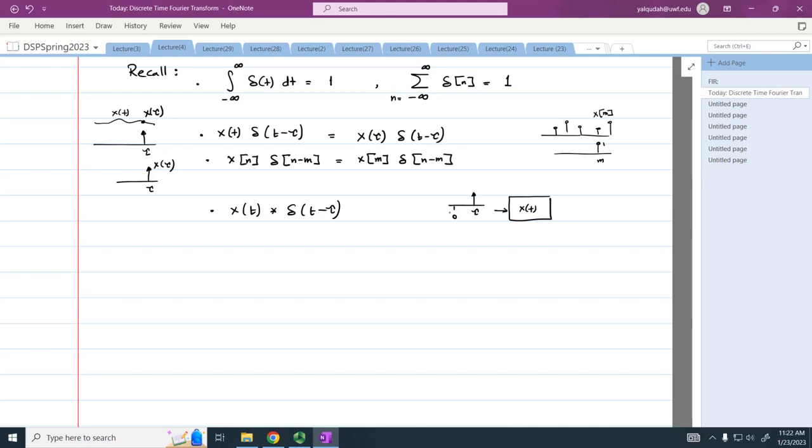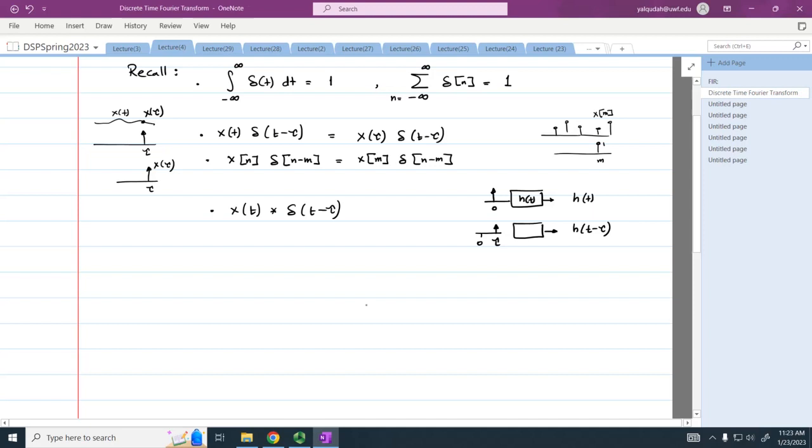Okay. Let's simplify it. If I have a h of t and I applied an impulse at 0, what do I get at the output? H of t. Very good. Now if I applied this impulse not at 0, I applied it the next day at tau, what do I get? H of t minus tau. Agree? Because it's time invariant.